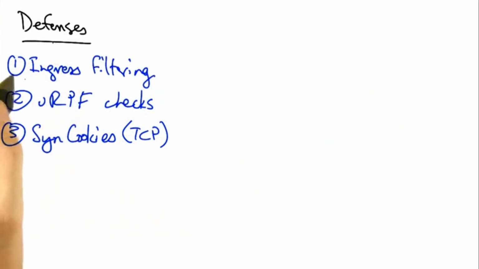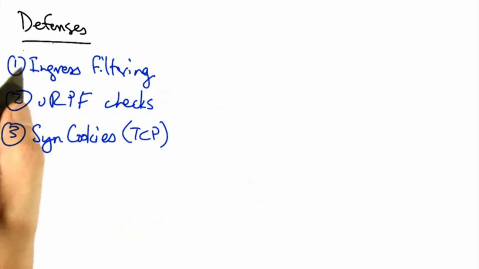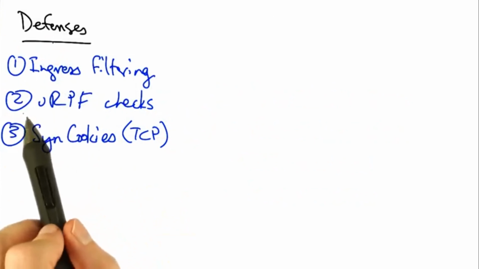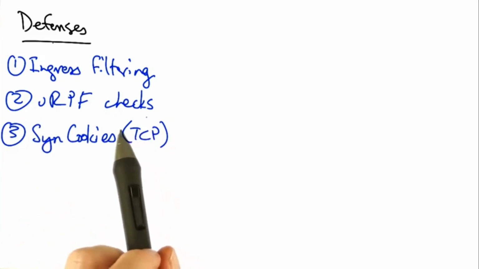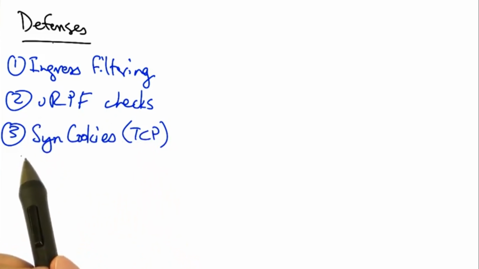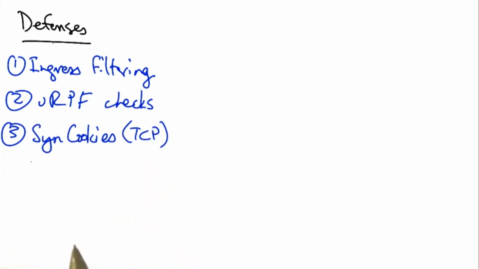Let's talk about three different types of defenses against denial of service attacks. First, we have something called ingress filtering. Then we have something called URPF, or reverse path filtering checks. And then in the case of an attack on TCP connection resources, we can use something called TCP SYN cookies to defend against denial of service.